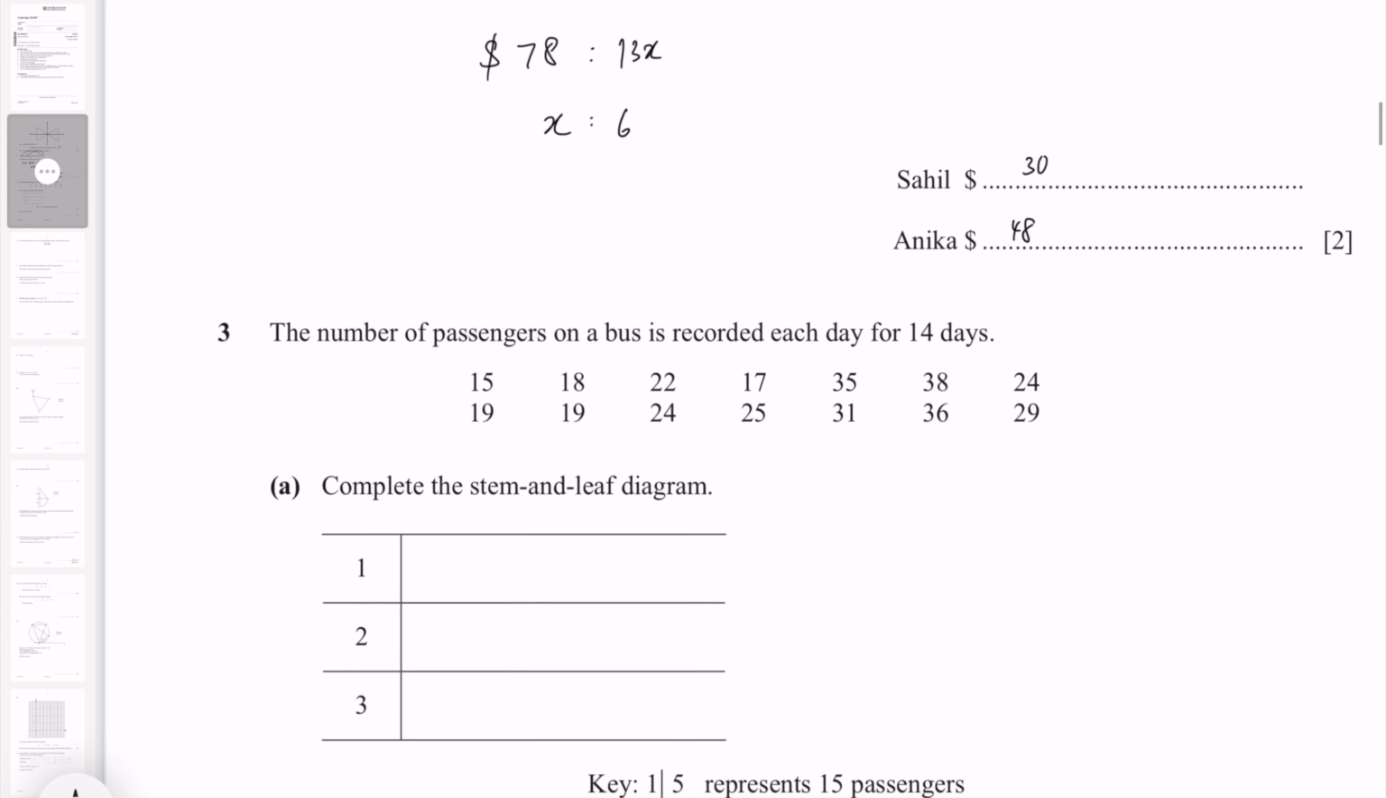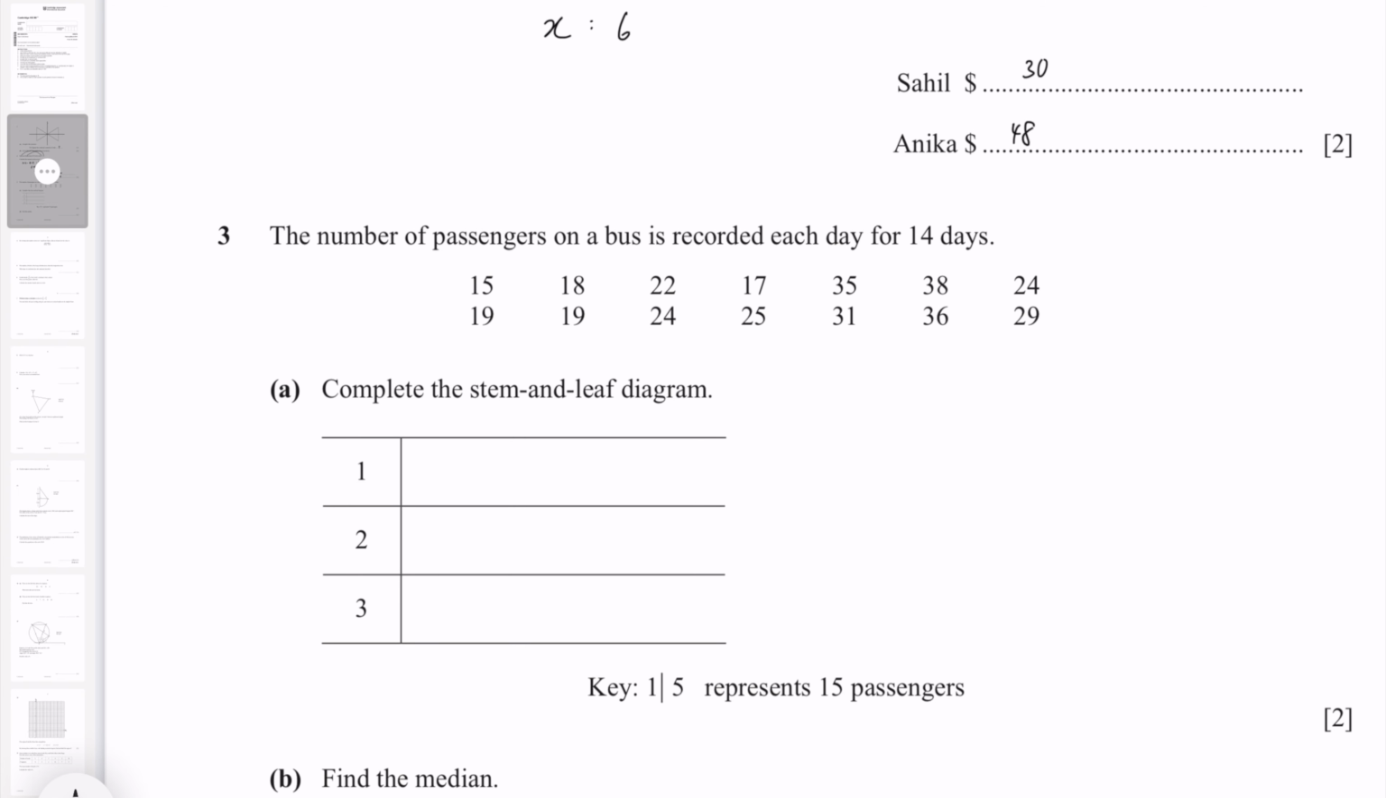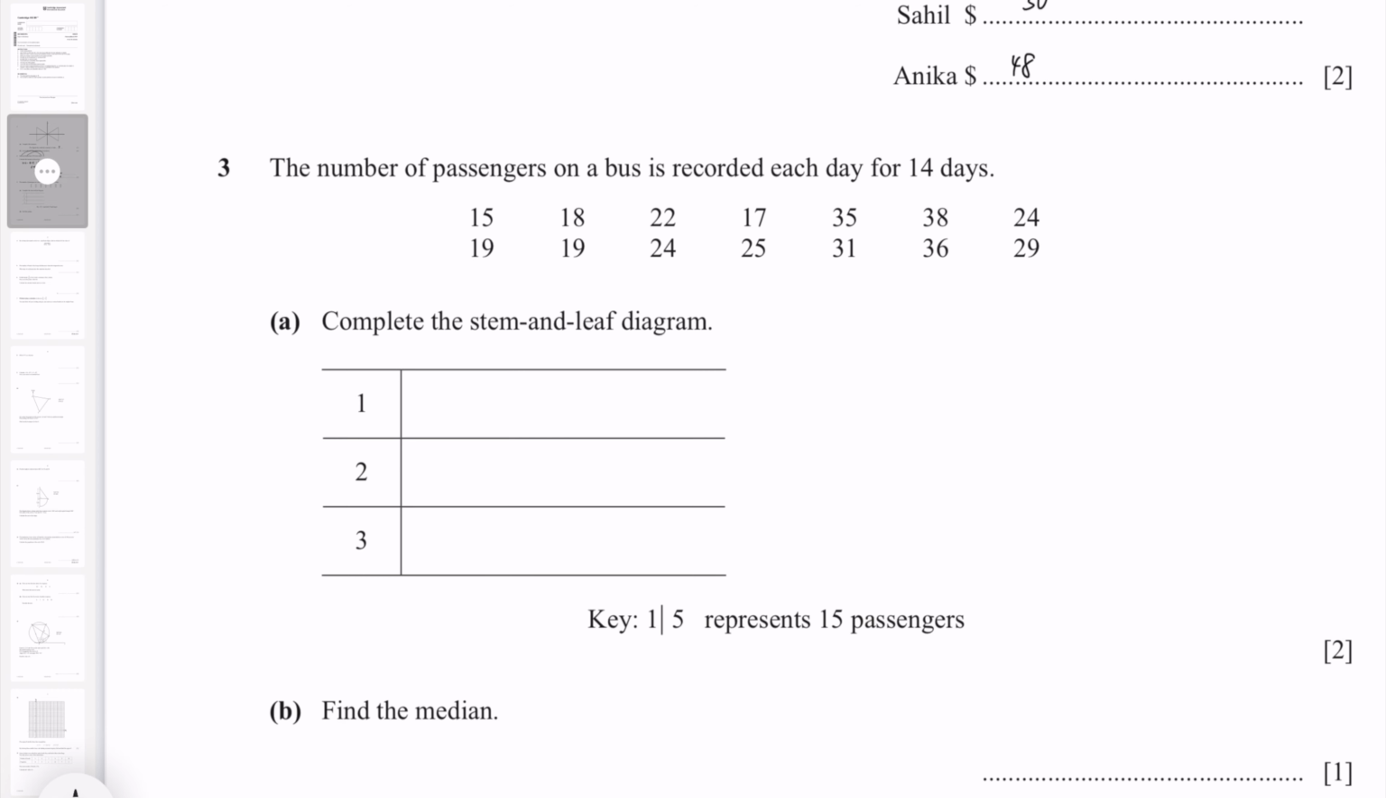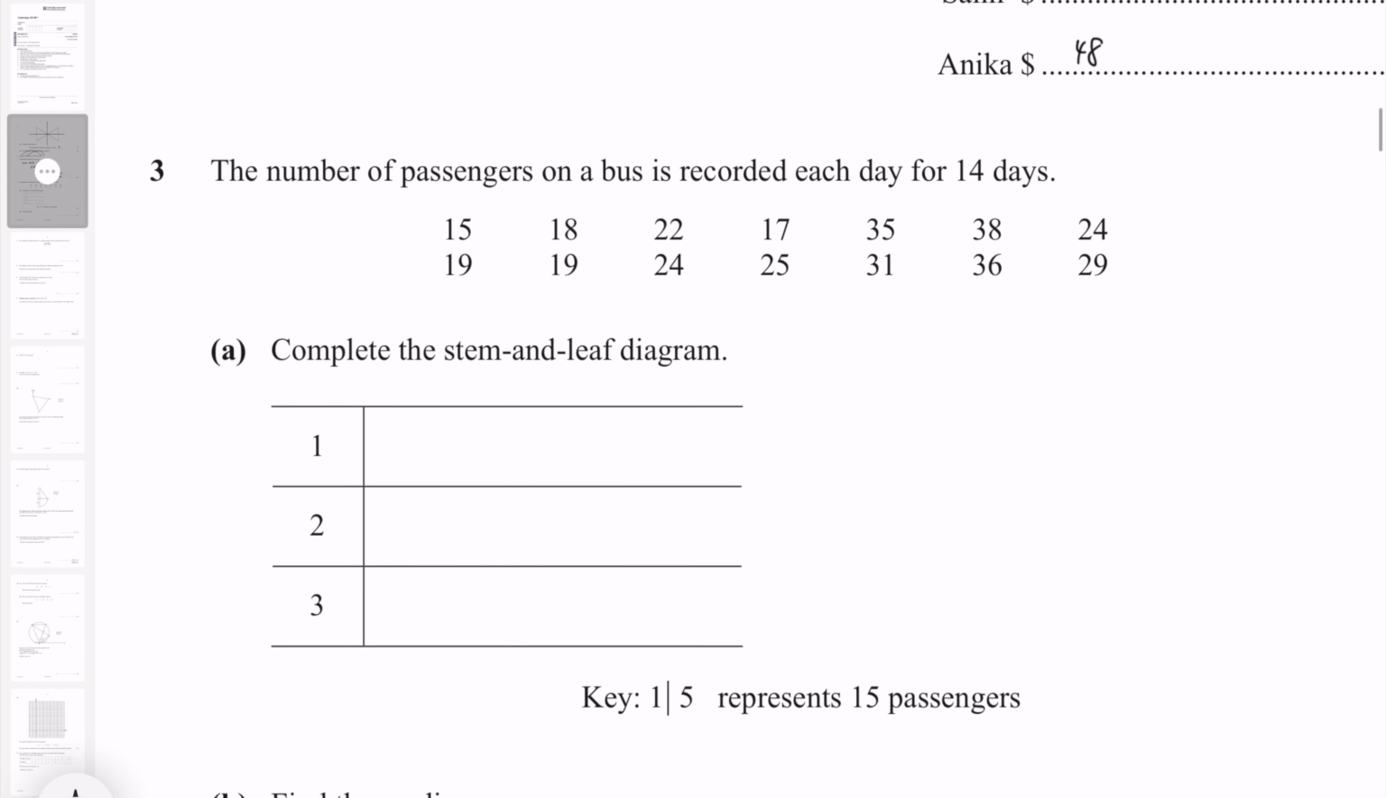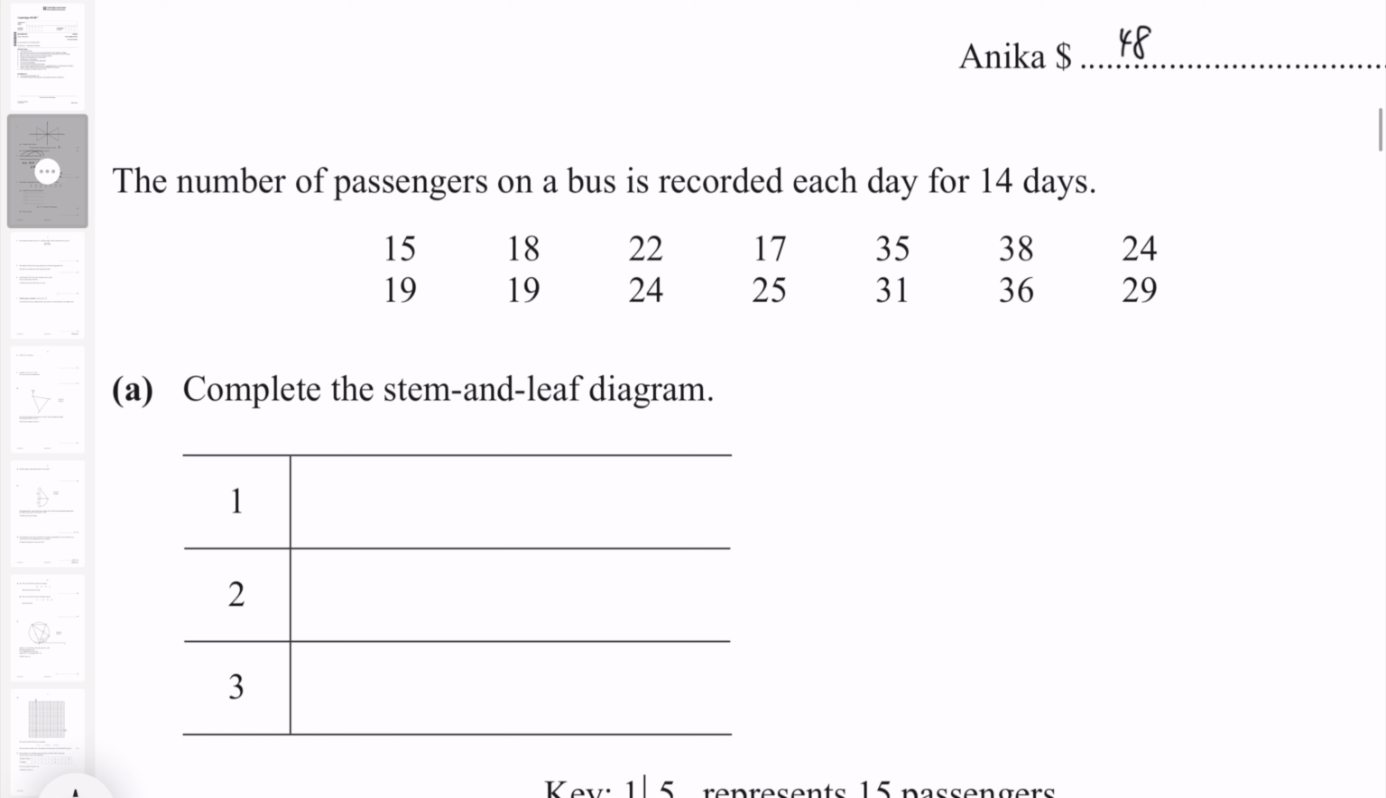Okay. Number of passengers on a bus is recorded each day for 14 years. Okay. Complete the stem and leaf diagram. All right, so stem and leaf diagram, we just want to take the numbers at the front, and we want to arrange them. So that's 15, 19, 19, 18, 17, and that's it, 5 numbers. So I'll go with 15, that's 1, 5, and 1, 7, 1, 8, 1, 9, and 1, 9. Right, 5 numbers. So we're done with all that.